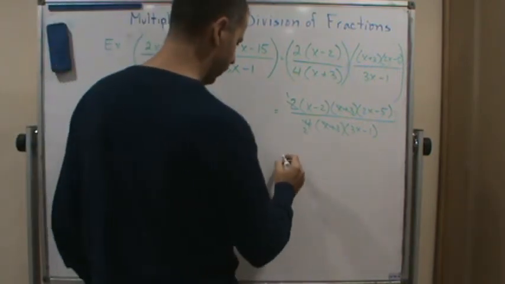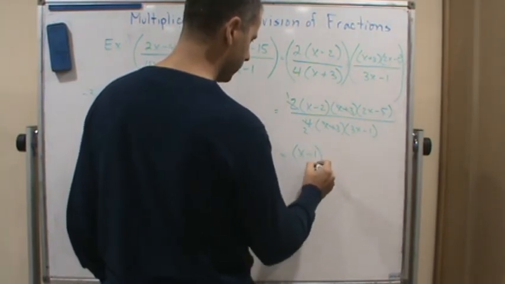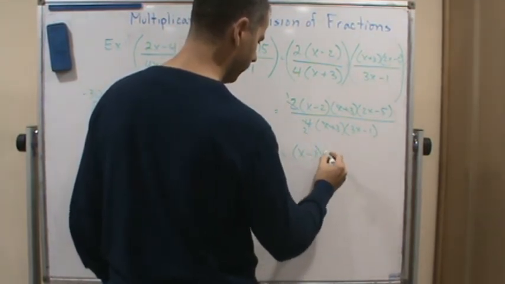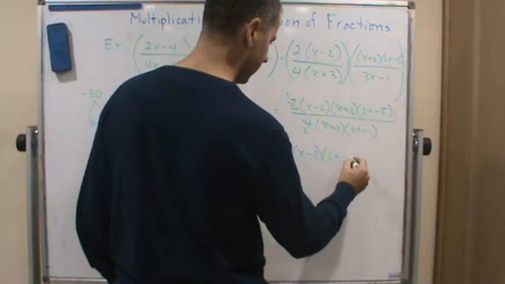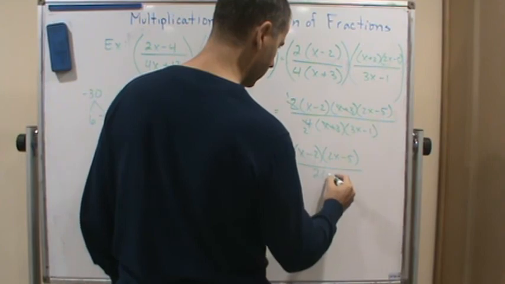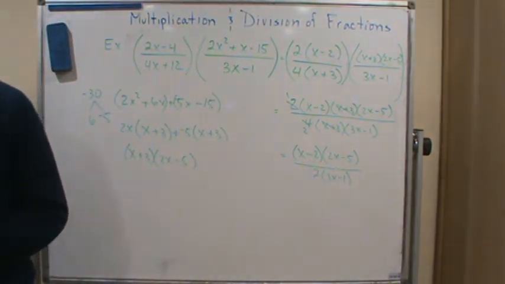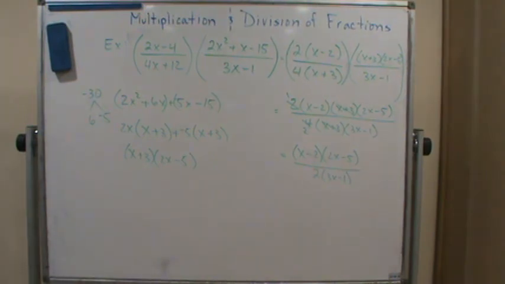So now we simplify this and we do x minus 2 times 2x minus 5 over 2 times 3x minus 1. And that is in lowest terms. Okay? And so that's our final answer.